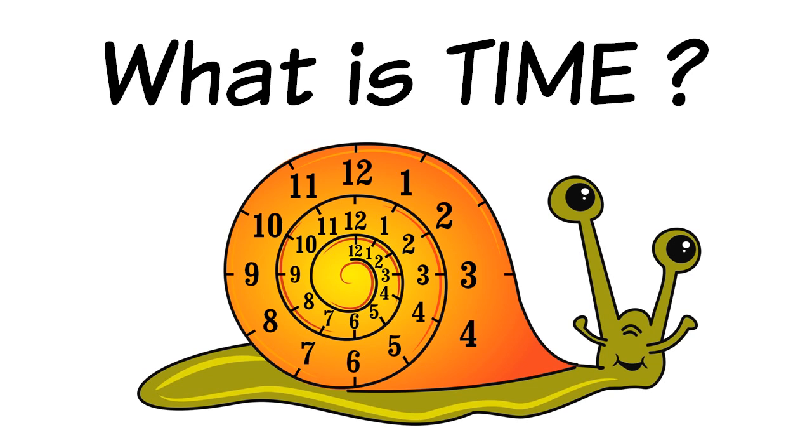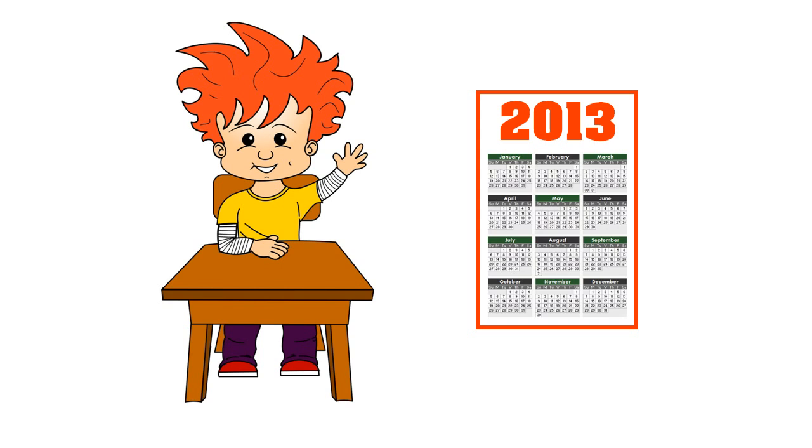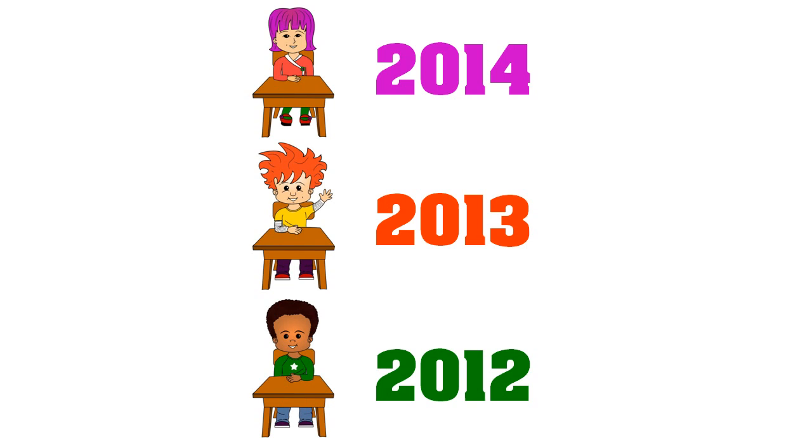What is time? One possible answer is this. Time is what keeps everything from happening at once. Consider your desk in your classroom. Last year, a different child was sitting there, and next year, it will be someone else. Because the desk exists at different times, it can be used by different children without having them collide or merge, which would be quite inconvenient, not to mention painful.